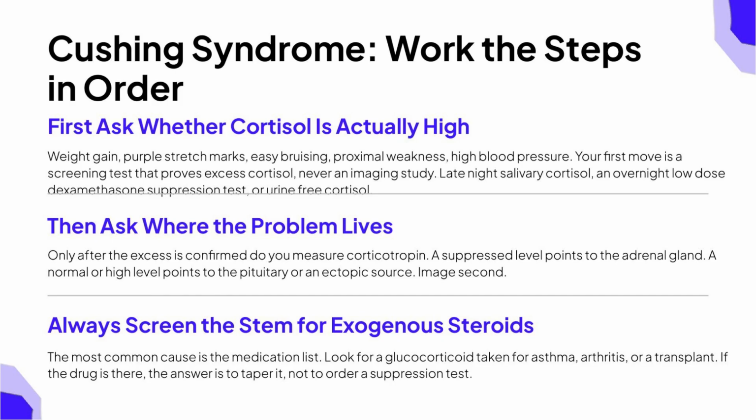Step 2, only after the excess is confirmed, ask where the problem lives by measuring corticotropin. If it's suppressed, the adrenal is autonomous, so image the adrenals. If it's normal or high, the drive is pituitary or ectopic, so image the pituitary. But before any of that, screen for exogenous steroids. The most common cause is the medication list, and the writers plant it. If the patient is on a glucocorticoid, the answer is to taper it, not order a suppression test. Look at the medications first, every time.